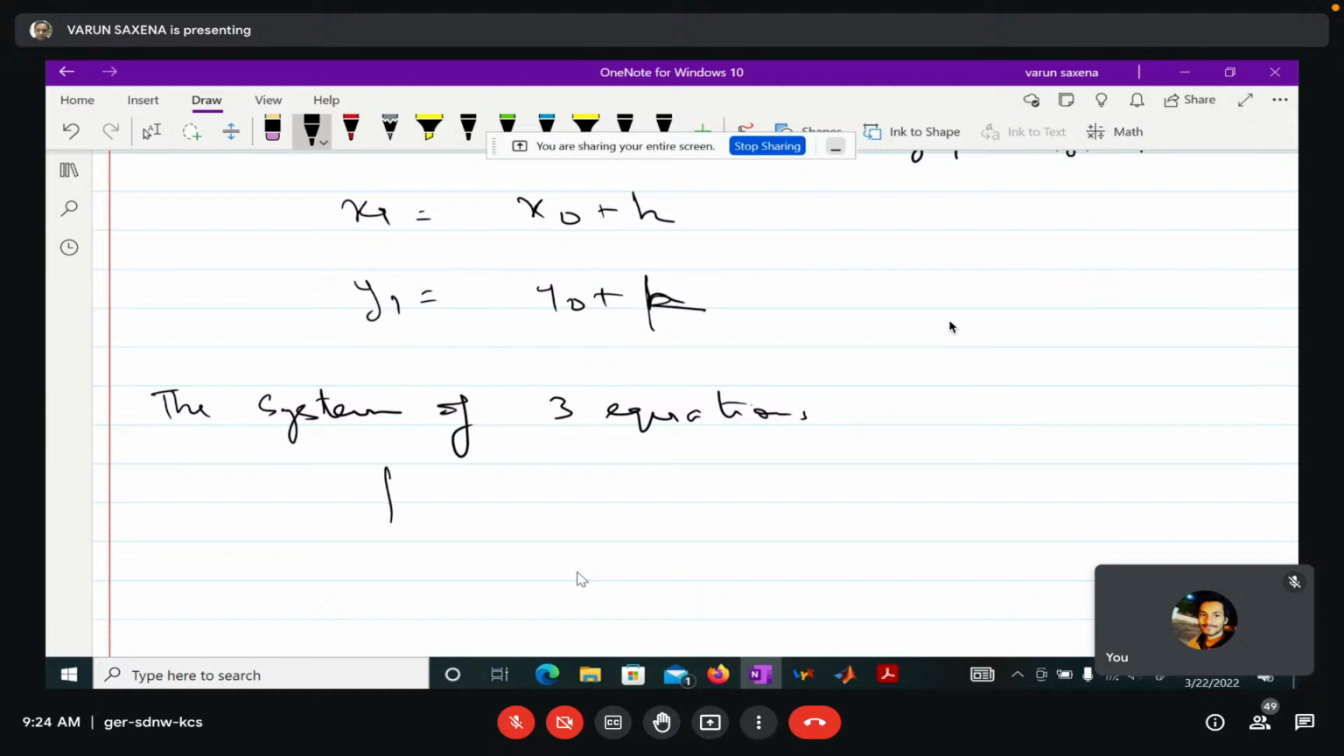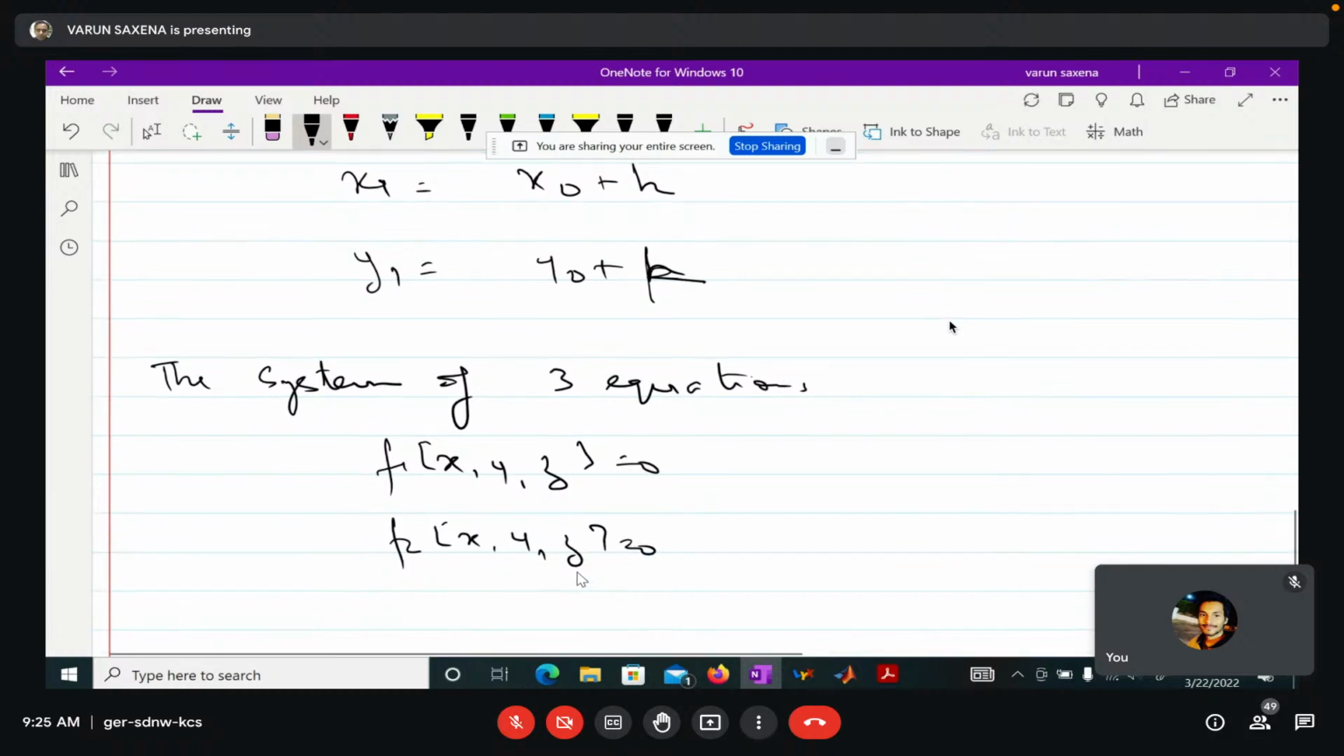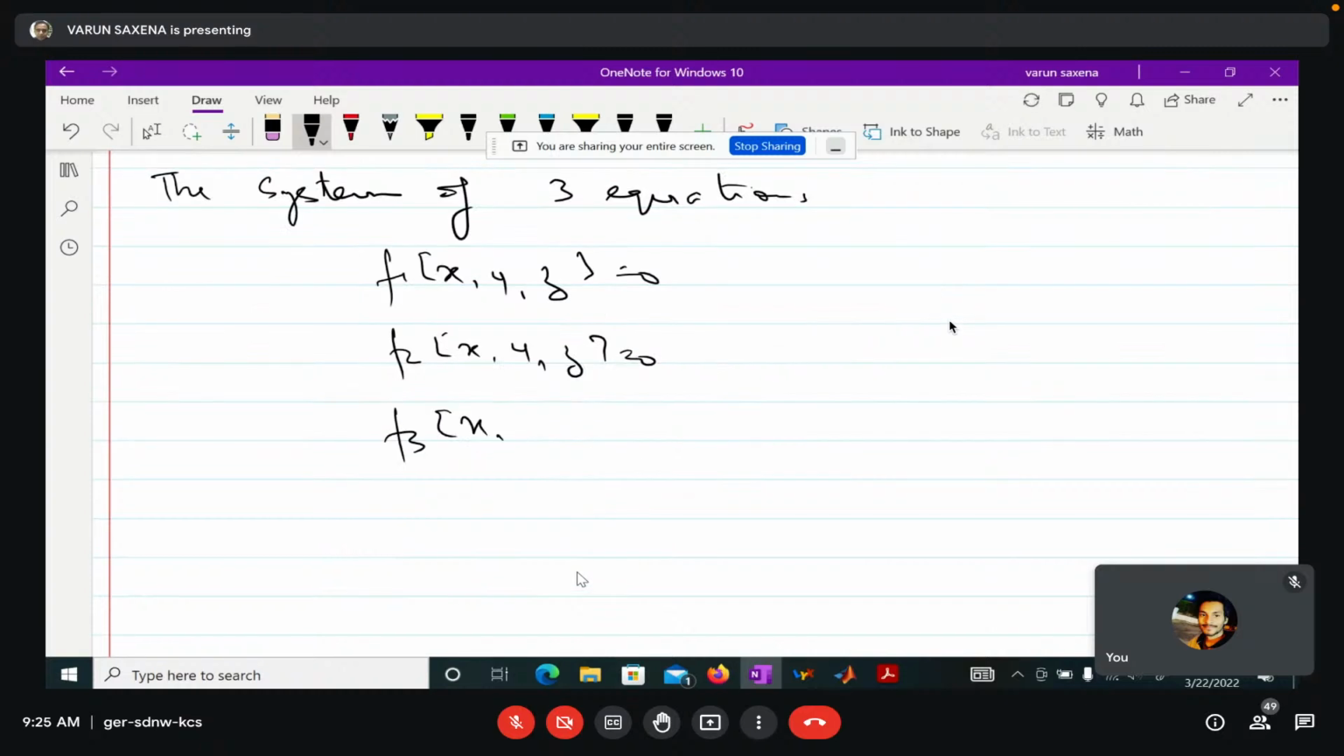So how do you think? There will be one function f1, which will be a function of x, y, z equal to 0. Then there will be some f2, which will be a function of x, y, z equal to 0. Then f3, which will be a function of x, y, z equal to 0. Then how do you proceed?